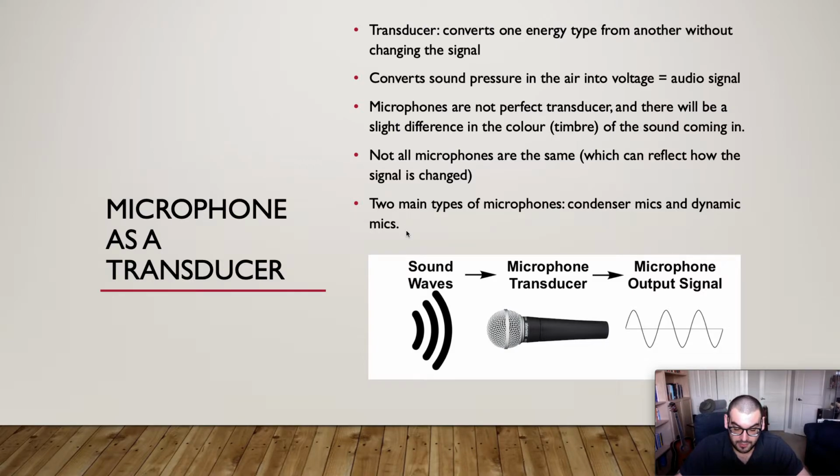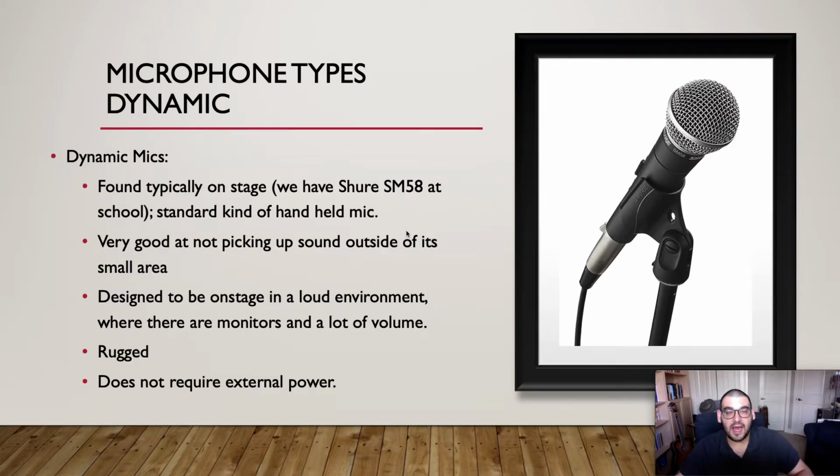Now, we're going to be comparing two microphones, the Shure SM58 as well as the AKG 414. And we're going to be talking about them as dynamic and condenser microphones, as well as taking a look at their polar patterns and their frequency response.